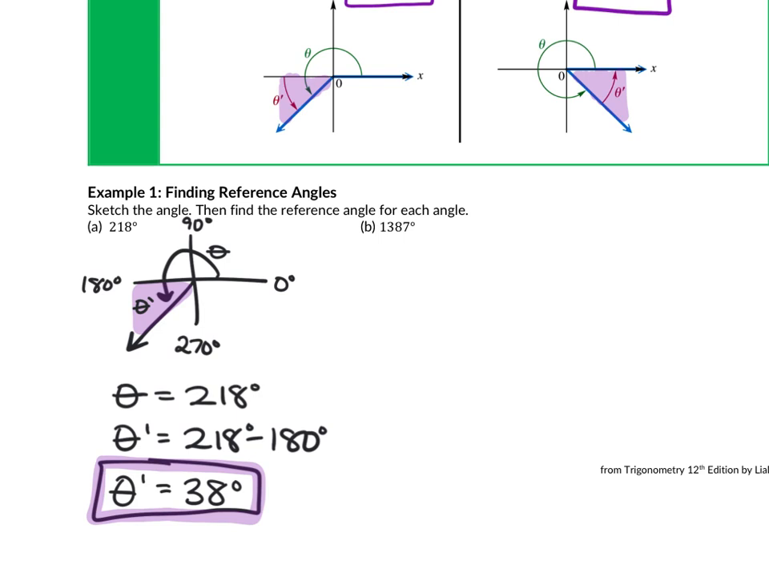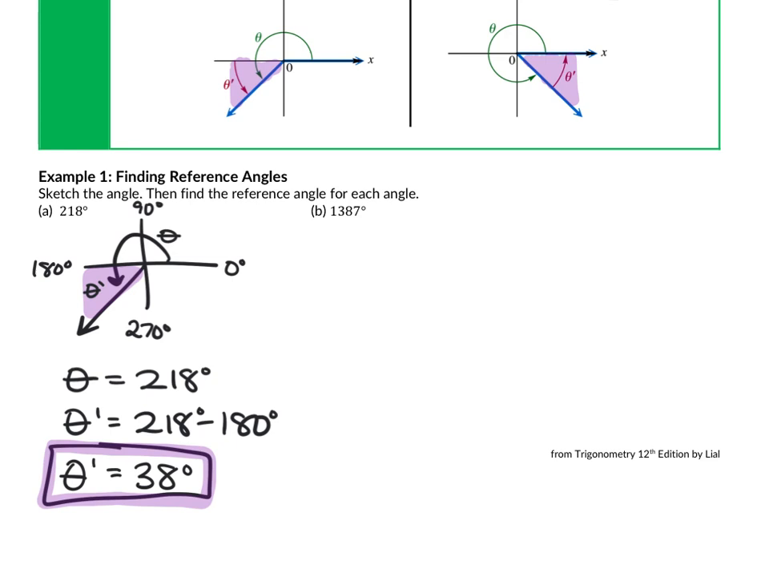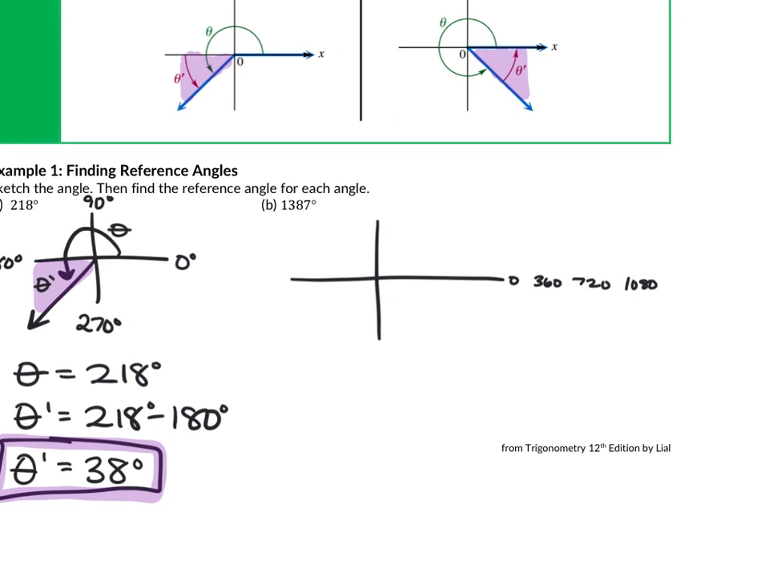Okay. Now let's do a crazy one. Let's find the reference angle for 1,387 degrees. Okay. For this one, I'm just going to list out, because yes, the quadrants all stay the same, I'm going to list out revolutions or complete circles. This would be 0, then 360, then 720, then 1080, and then if I go a little bit further, one more revolution would be 1,440. So that is 1, 2, 3, 4 different circles around the whole thing.